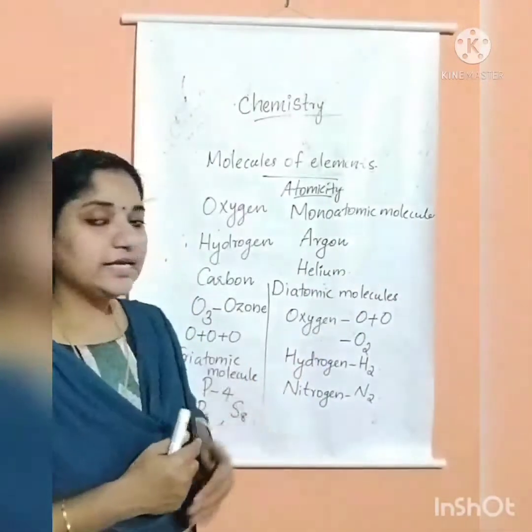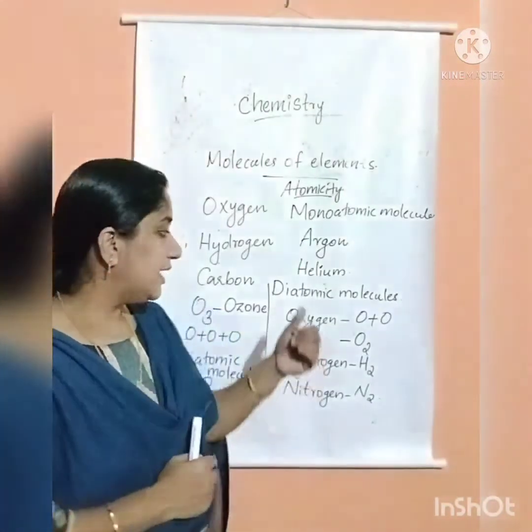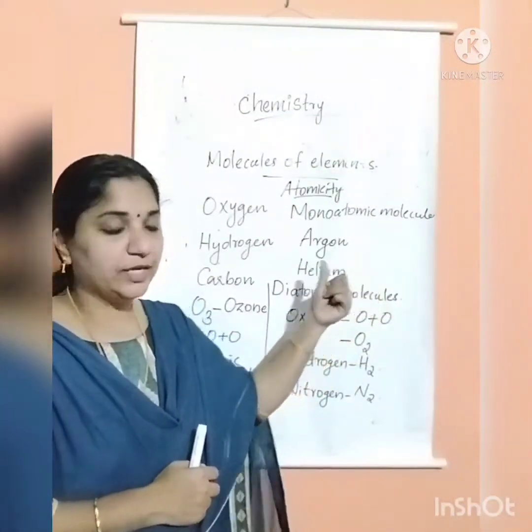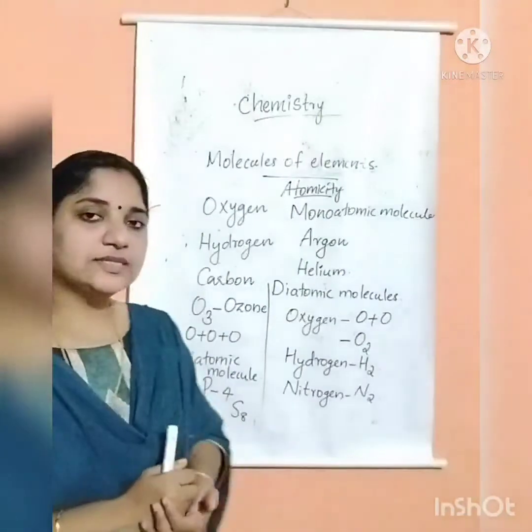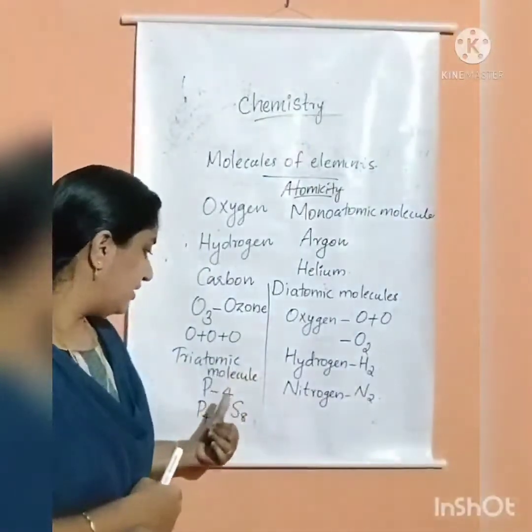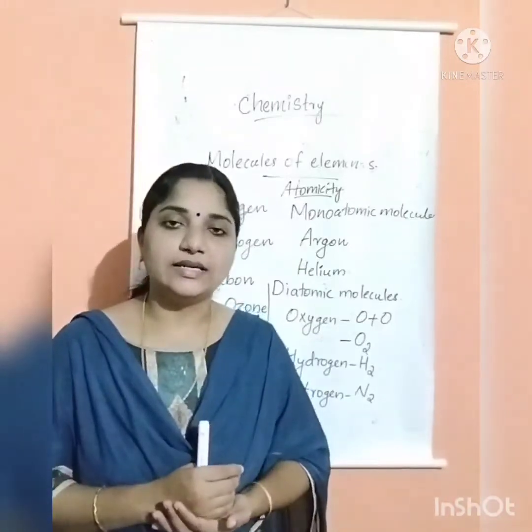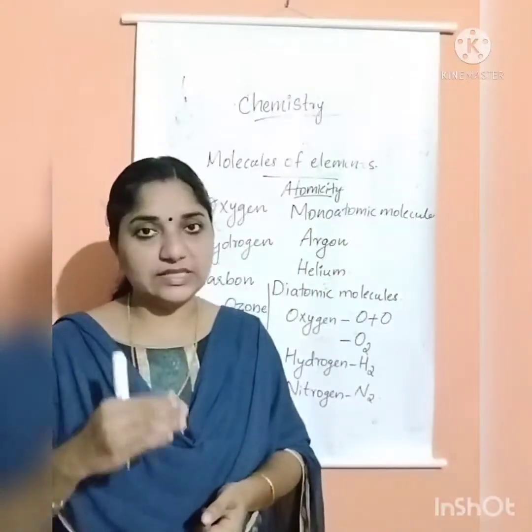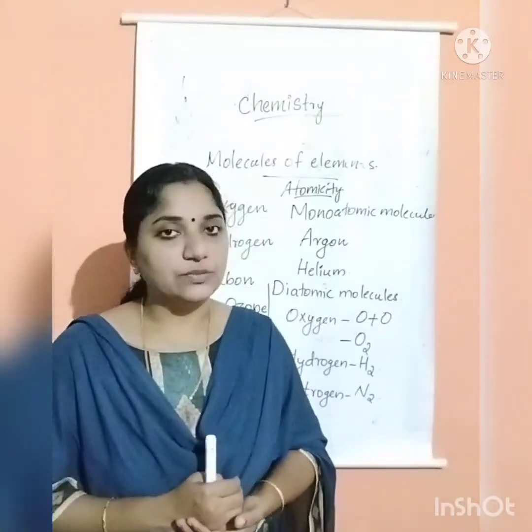Okay. Then what about diatomic molecules? What is the atomicity of diatomic molecules? Yes, the atomicity of diatomic molecules is 2 because it contains 2 atoms. Then what about triatomic molecules? Yes, its atomicity is 3. Then polyatomic molecules, it contains more than 3 atoms of that particular element. So, atomicity is the number of atoms present in each molecule. That is termed as atomicity.